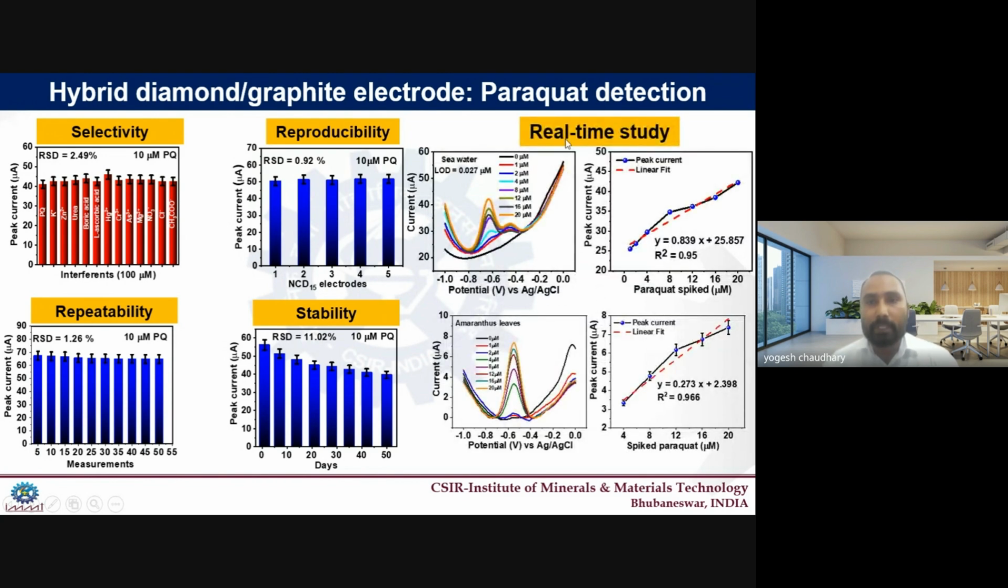Not only that, we have done a real-time study for seawater. We applied it and obtained a limit of detection of 0.02 micromolar. And for amaranthus leaf, which we use in our daily life, there also we have applied this and measured the peak current.